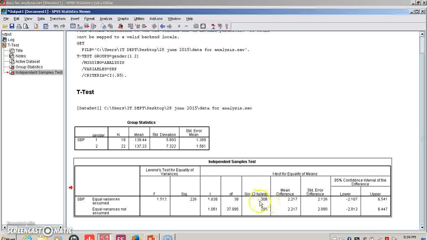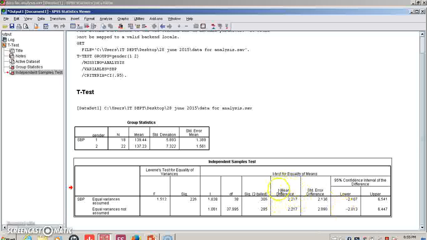That is 0.306, which means it is more than 0.05. So it is not statistically significant. That means difference in mean is not statistically significant. Another way to interpret the result is also there.